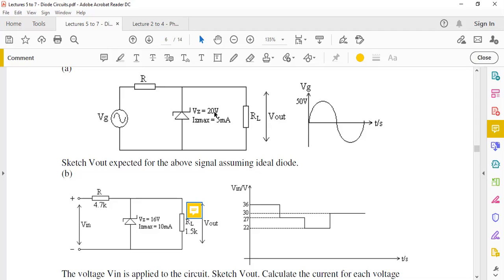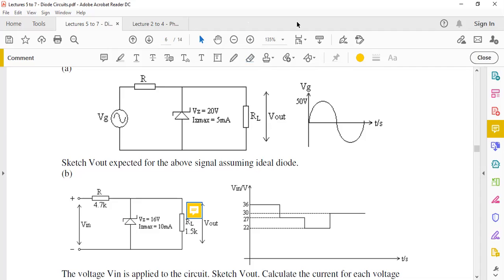Yep. So if you take a simple case where both of these are equal, so R and RL are equal, you're going to get half of your applied voltage across RL. If, for example, it is 50 here, you get 25, and in that case, 25 would exceed the 20 volts. But the Zener diode will not allow it to go beyond that level. It's going to stop it at 20. Yeah. So if you just do an analysis like this, you will be able to do a sketch.